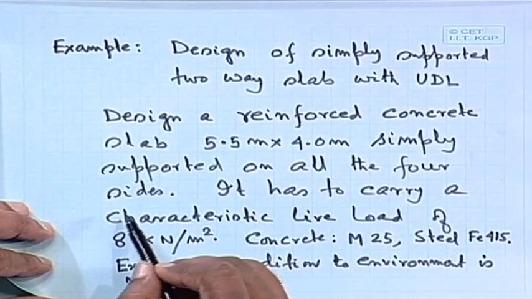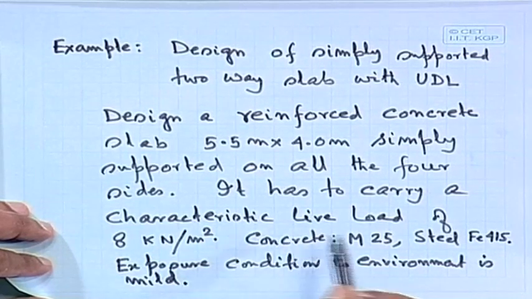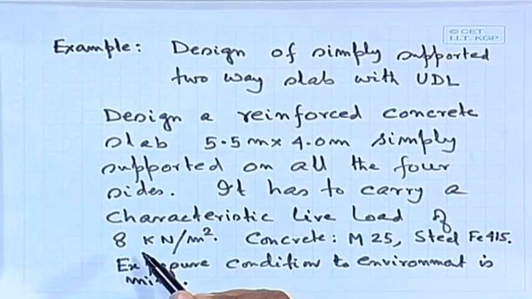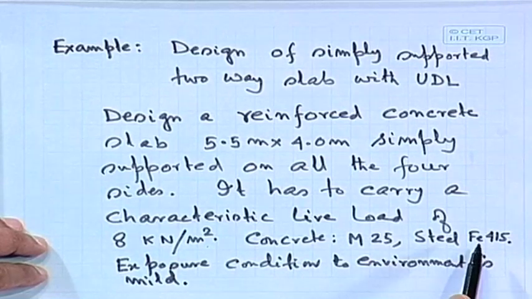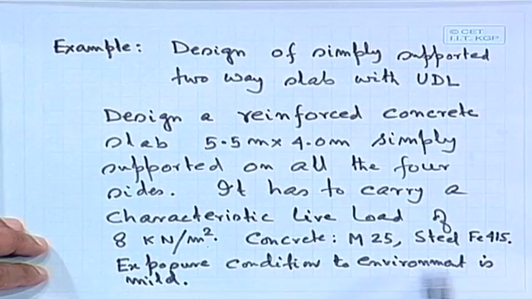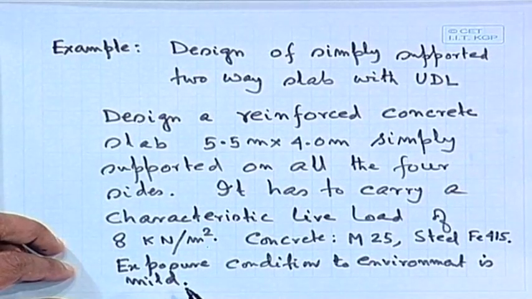It is supported on all 4 sides. It has to carry a characteristic live load, not the factored one, that means you have to multiply with 1.5, that is quite high, that is 8 kilonewton per square meter. Concrete M25 and steel Fe415. Exposure condition to environment is mild, because this will let you choose or assume the cover, as you have different covers for different exposure conditions. So, in this case we shall take it as 15 millimeter, and we shall provide bars of less than or equal to 12 millimeter diameter. So, we can use a 15 millimeter cover.